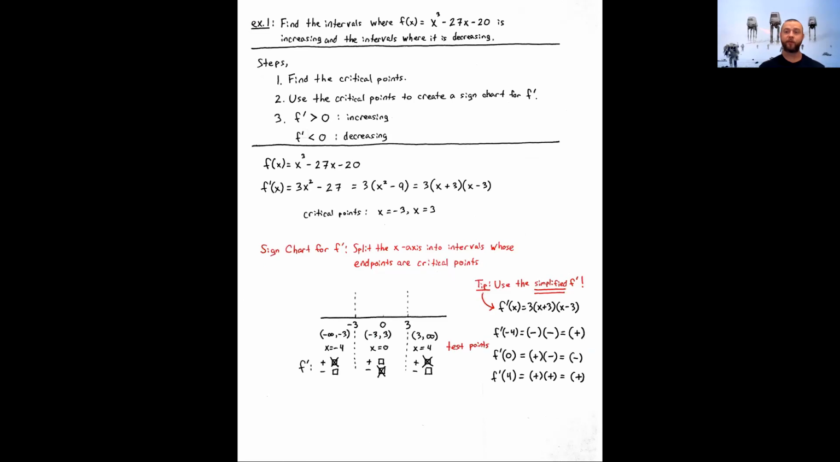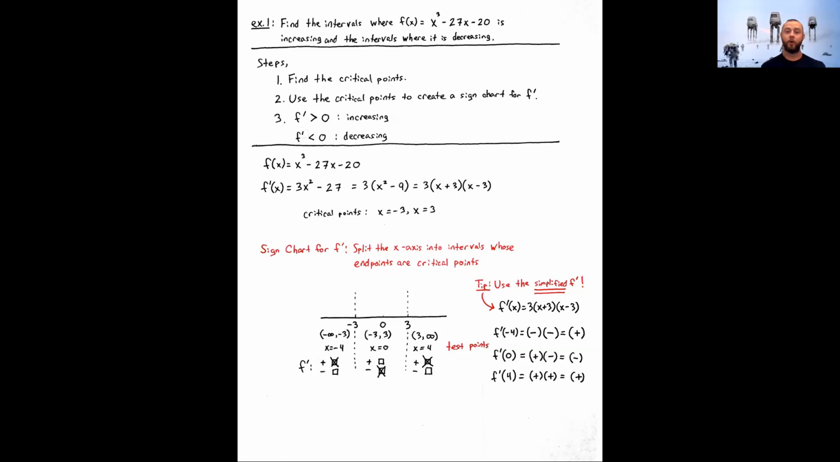Here's a nice basic framework for what a good sign chart might look like. I sketched the x-axis, and I split it at each critical point, -3 and +3, which is indicated by the vertical dashed line there. Those 2 critical points split the x-axis into 3 intervals: -∞ to -3, the middle interval -3 to 3, and then the rightmost interval 3 to +∞. Now our goal on each of these intervals is to determine if the first derivative is positive or negative.